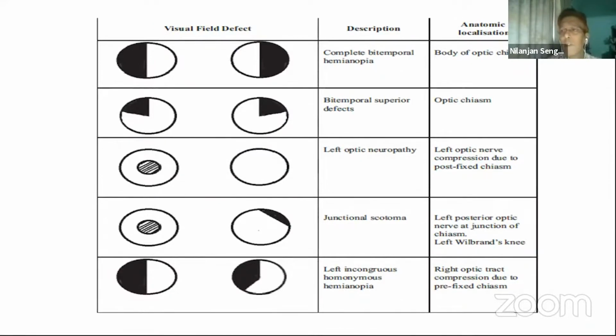This is another way to show it. I think there was a very good question on Wilbrand's knee, and I think most of you have answered it well. Compression of the Wilbrand knee will lead to ipsilateral junctional scotoma with superotemporal hemianopia.